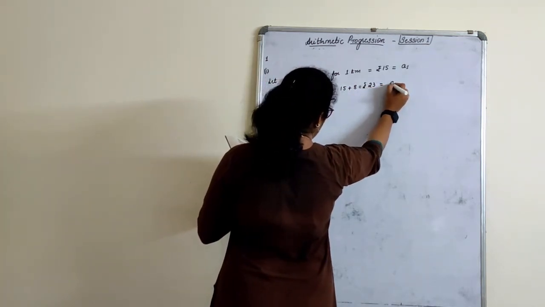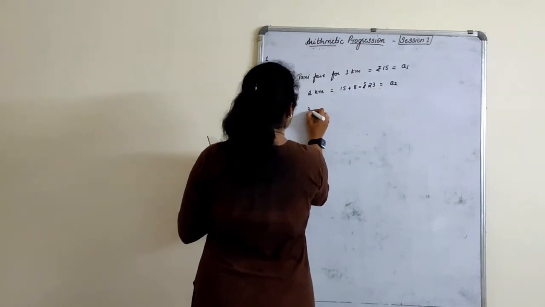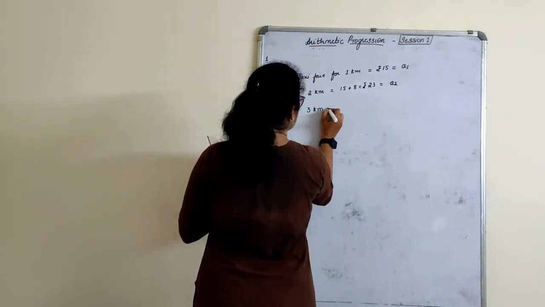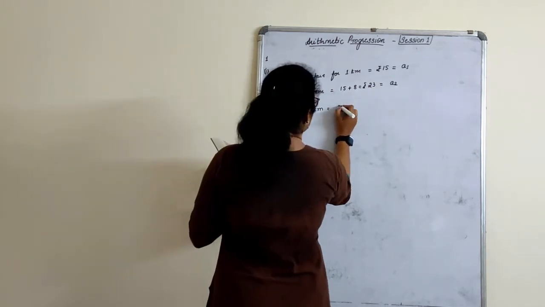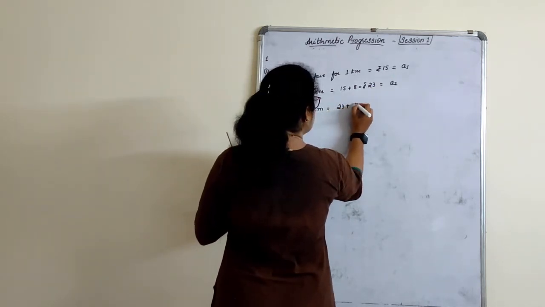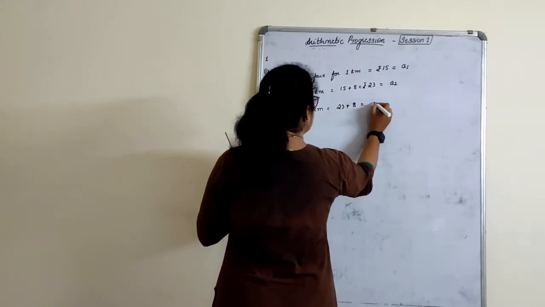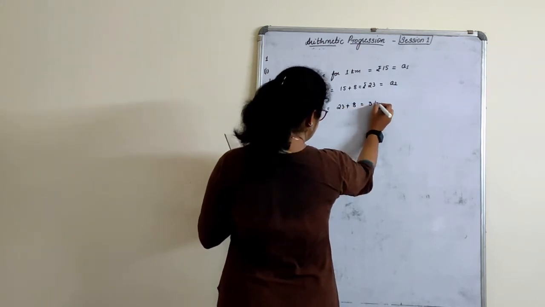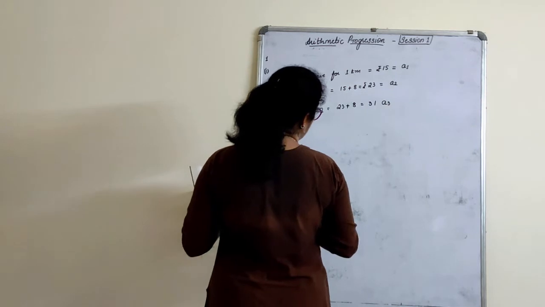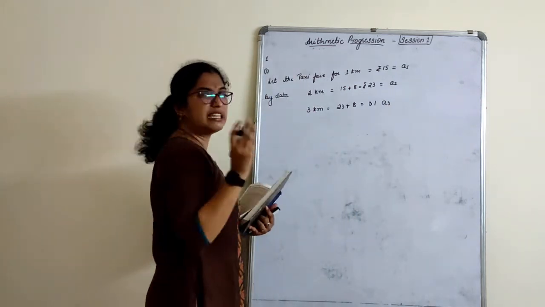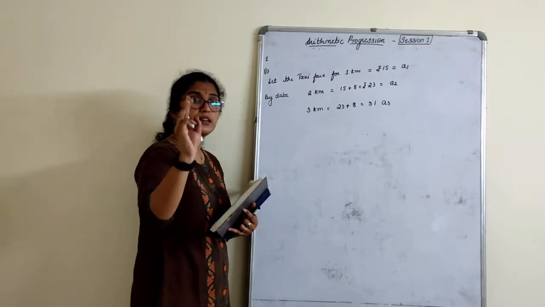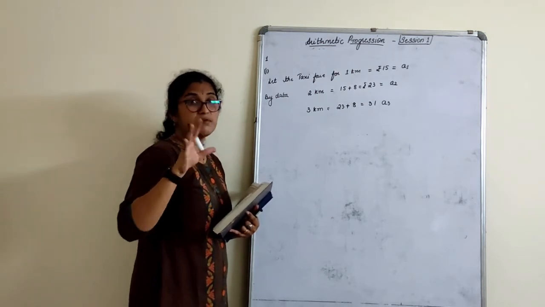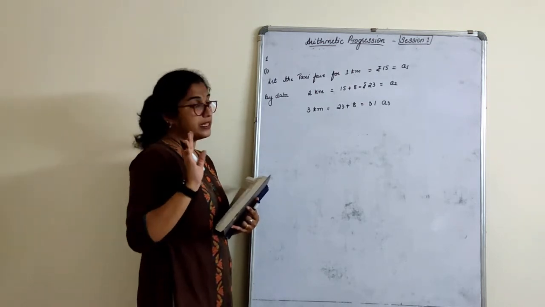Rupees 23. According to that, this is A2. 3 kilometers. So we have to add to the next one. 23 plus 8 you will find here. So that is how much? 31. A3. So always the first 3 terms are more than enough to find. If you want to find whether it is an AP, find 3 terms. If 3 terms are in AP, then the whole sequence is an AP, right?